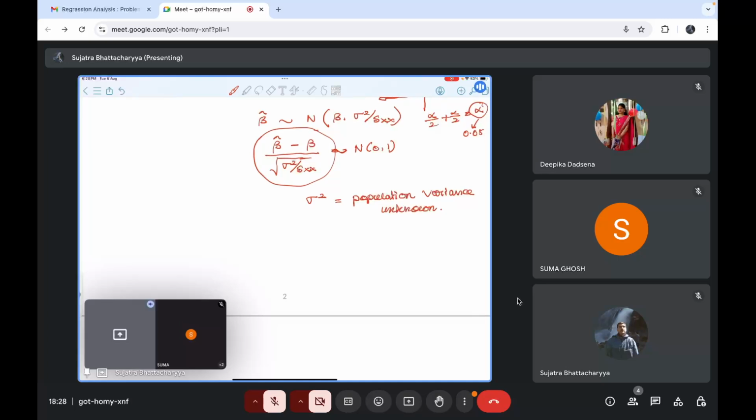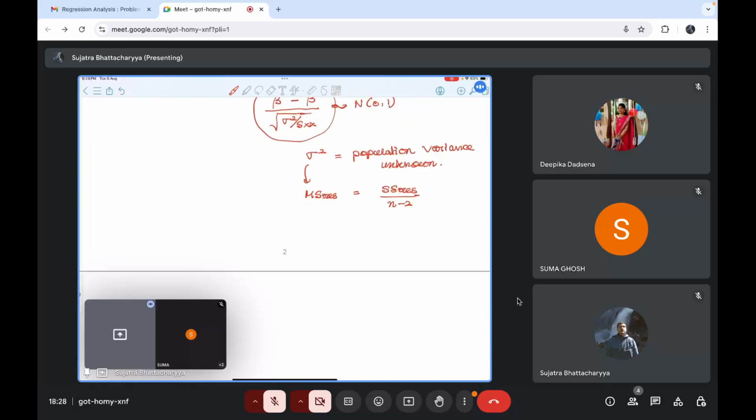If the population variance is unknown, we generally take an estimate for this variance, which is nothing but MS residual. And this MS residual is SS residual divided by the degrees of freedom of SS residual, that is n minus 2. What is this SS residual? It is the summation of ei square. What is this ei square? Yi minus y hat i whole square, i equal to 1 to n. This is your residual sum of squares. And why are the degrees of freedom n minus 2?